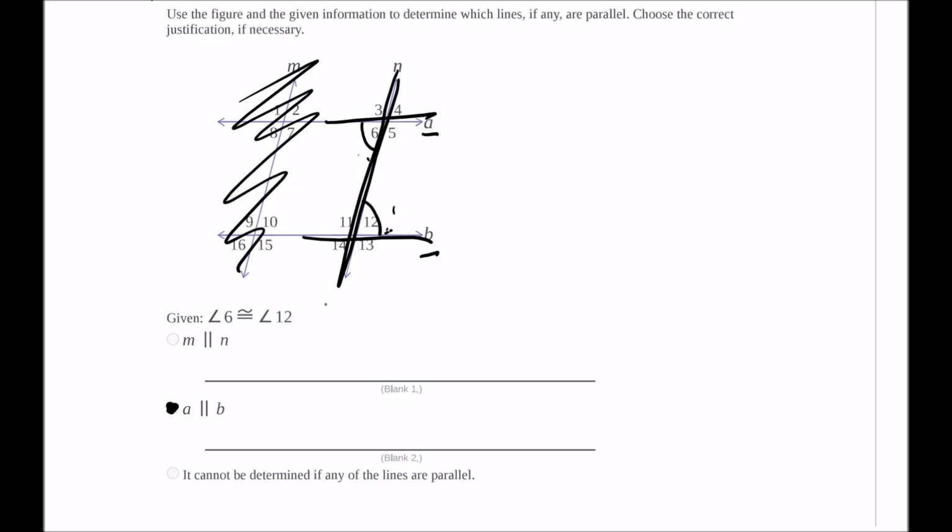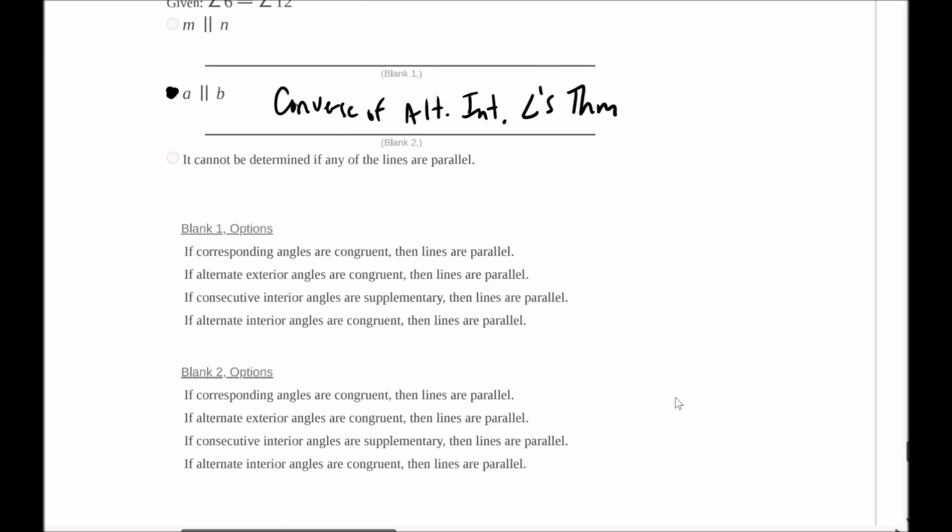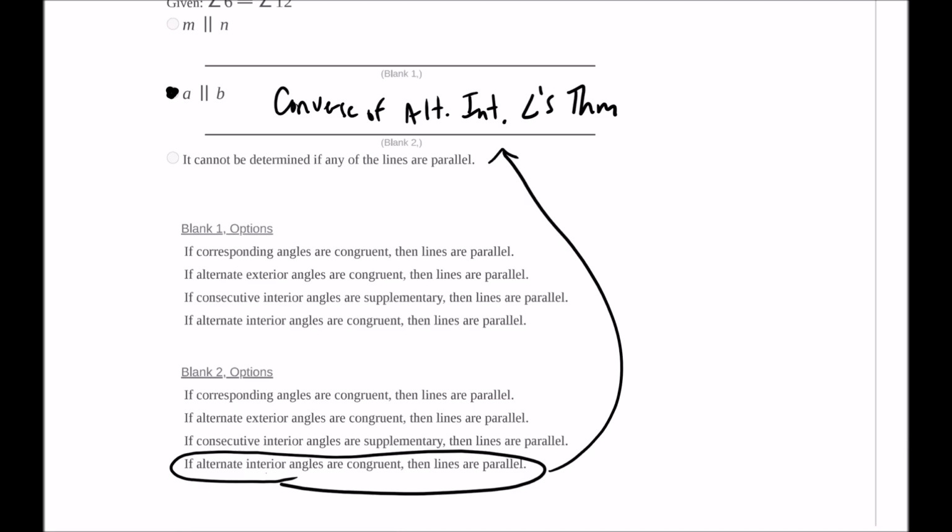We would choose this, and that would be by the converse of the alternate interior angles theorem. The converse is when you try to prove that the lines are parallel. So I guess you have an answer choice here. That's what the theorem is called, but I guess you would choose this choice: if the alternate interior angles are congruent, then the lines are parallel. So I guess you should put that in that blank right there too.